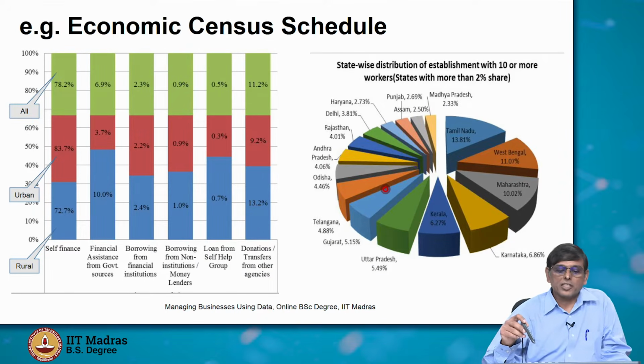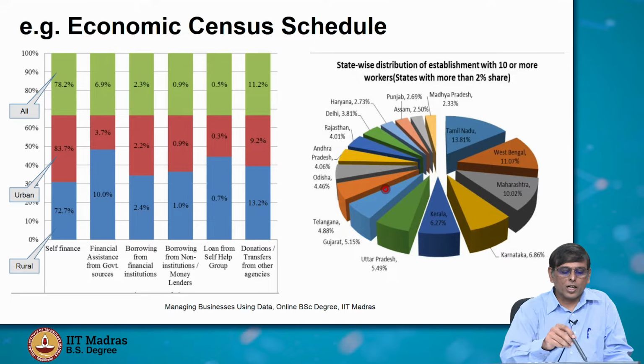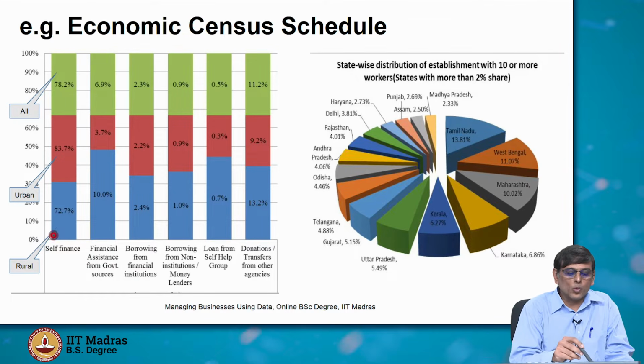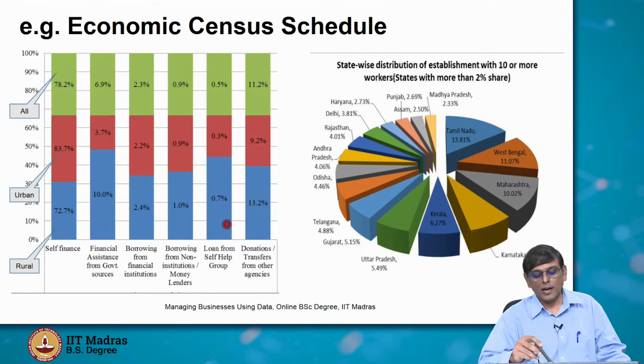This is how they collect information, and based on that information, some analysis can be given. Like the latest economic census report that we had, I put some charts from it to show you. This chart on the left shows the percentage of rural establishments and how they are financed. So for example, in rural establishments, 72.7% are self-financed. 10% have assistance from government sources, 2.4% have borrowing from financial institutions. Some are borrowed from money lenders, some have got loans from self-help groups, and some from donations and all that.